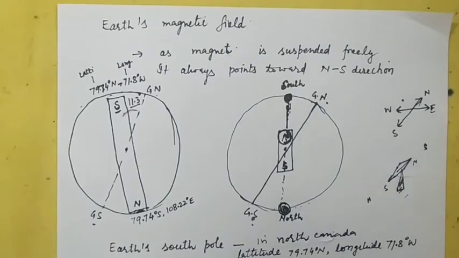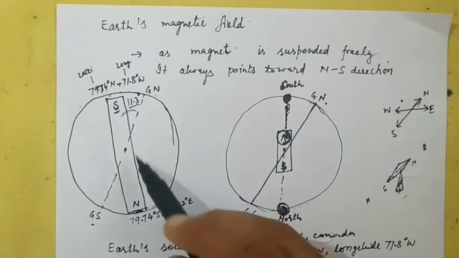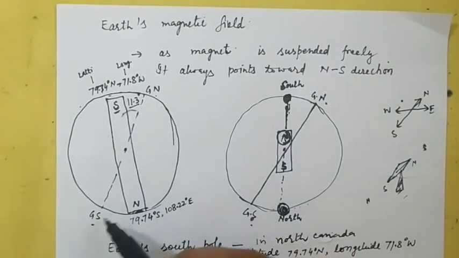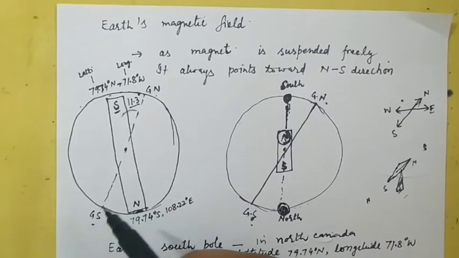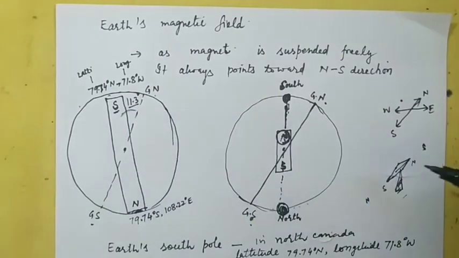So if you imagine in such a way that Earth has a big bar magnet as shown here, having a north pole nearby the geographical south pole and having a south pole, the magnetic south pole, nearby the geographical north pole.